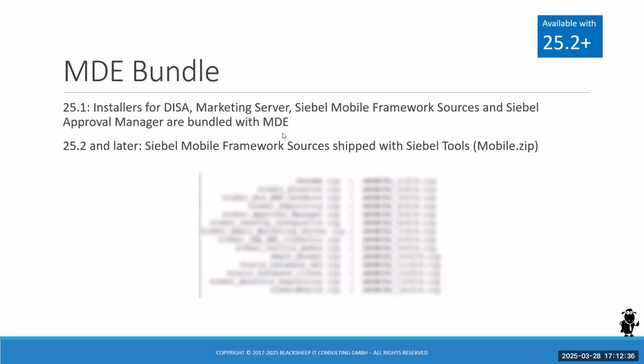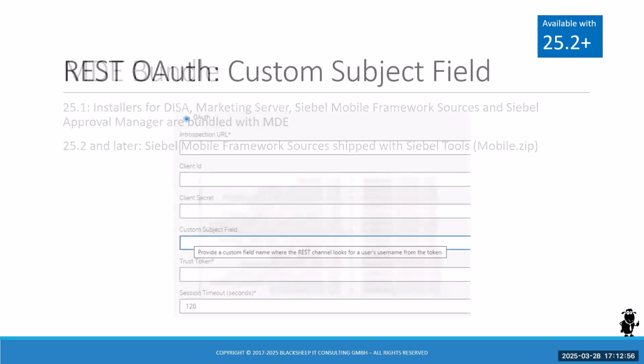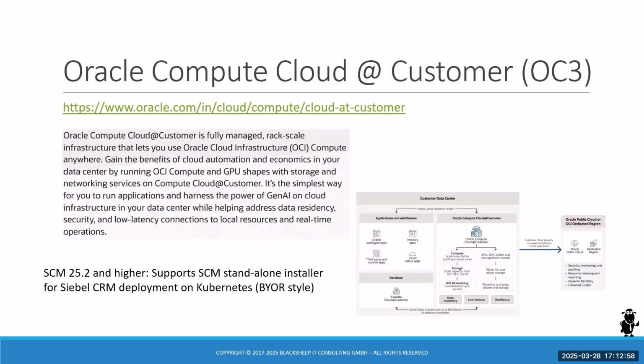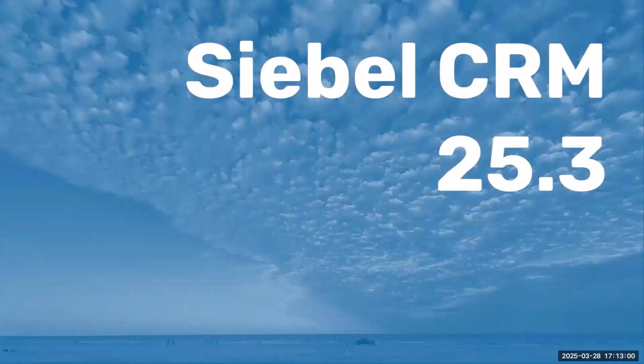And the mobile framework is now shipped with Siebel Tools directly, so the sources for the Siebel mobile application, the React Native sources, are now in Siebel Tools. That is also a change that comes with 25.2, but applies to 25.3 as well.